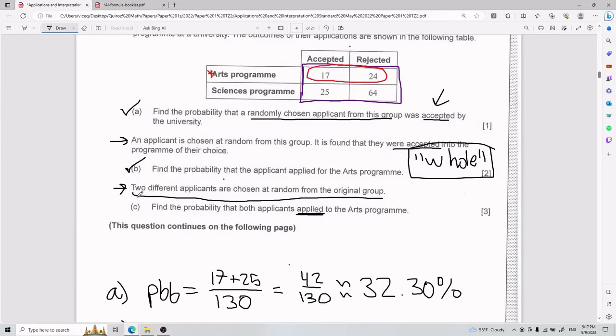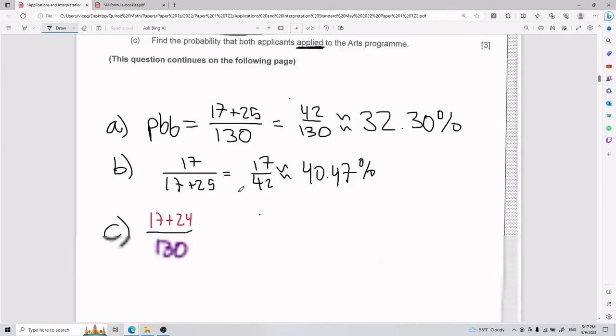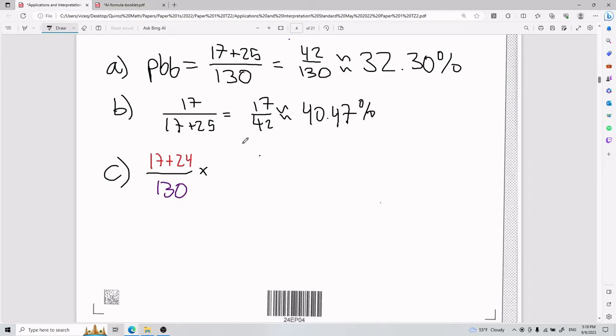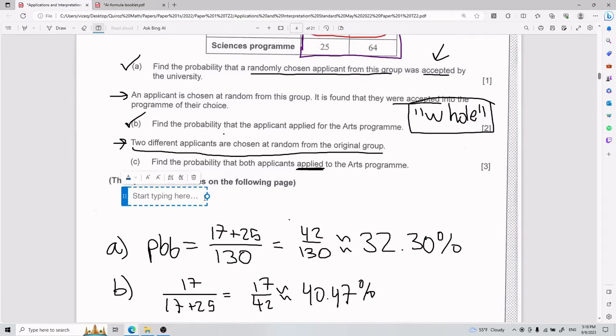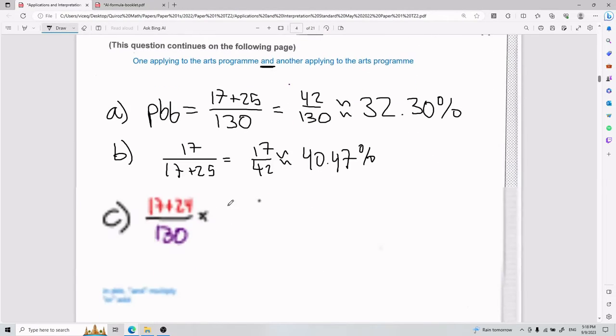Now, because we're talking about two guys in a row, I'm going to go ahead and multiply. I'm going to explain that in a second. Why you multiply and when you add. In probability, when you find yourself saying the word and, it's going to be multiply. And when you find yourself saying the word or, it's going to be add. And so for part C, if I force myself to think in these probabilistic terms, the probability that both applicants apply to the arts program means that I am having the probability of one applying to the arts program and another applying to the arts program. So notice the keyword and here. Because I put and, I'm going to have this multiplication here.